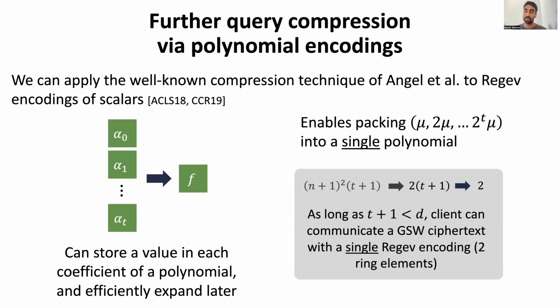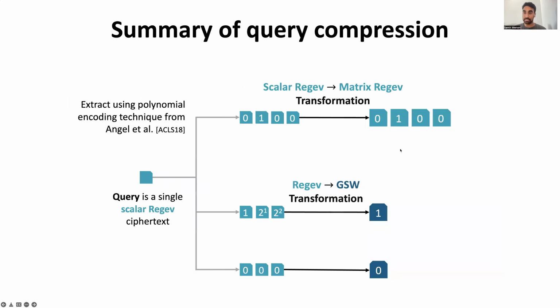You can pack all of the stuff you need for a GSW ciphertext into just 2 elements, and then perform this efficient expansion afterwards. And our noise growth in the expansion procedure is quite good. So ultimately, this is a very useful way to compress GSW encodings. So as an overview, this is how we compress the query. We pack everything into a single scalar ciphertext, just like in OnionPIR. But our outputs are all matrix ciphertexts. That's what's different about this work from OnionPIR. So here's the summary of how we compress the query.